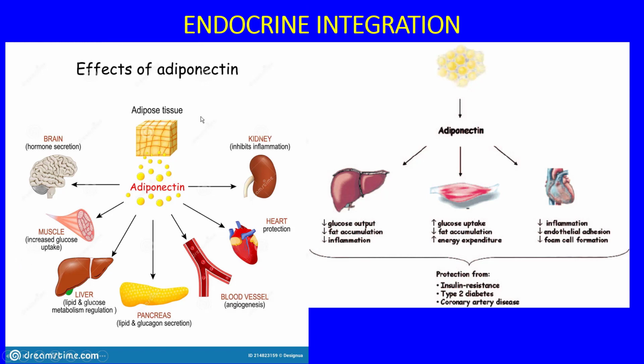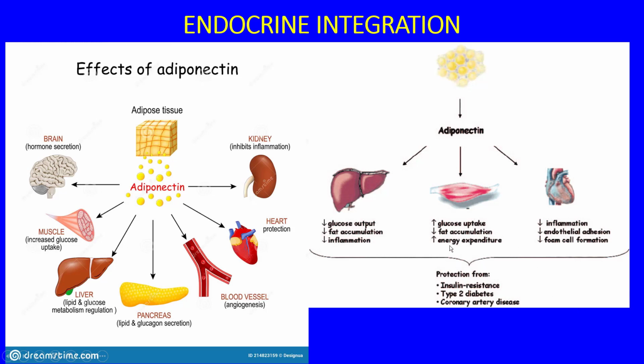Now, here is adipose tissue. Here's adiponectin being released, and it acts on the brain, on the kidney. It inhibits inflammation. It has a cardioprotective effect, as well as protective effect for the blood vessels. It plays a role on lipid and glucagon secretion for the liver, lipid and glucose metabolic regulation, increases glucose uptake in muscles. You can see this also here.